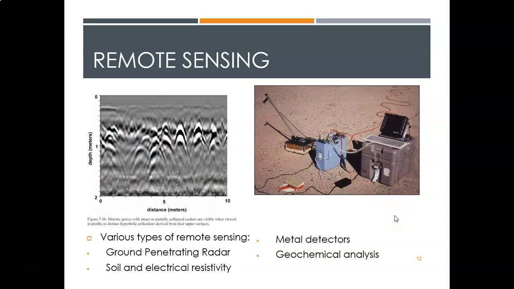We have a number of different types of, again, remote sensing techniques. These are non-invasive or non-intrusive, or at least minimally intrusive. Again, ways of us investigating potentially what is below the surface but is not visible to us.